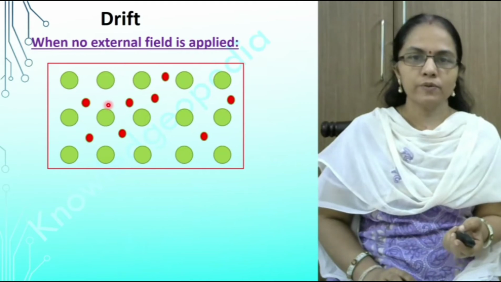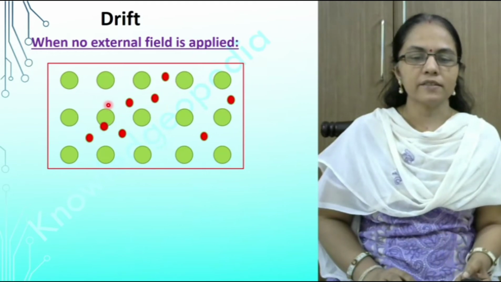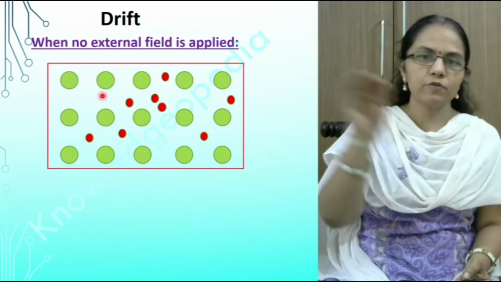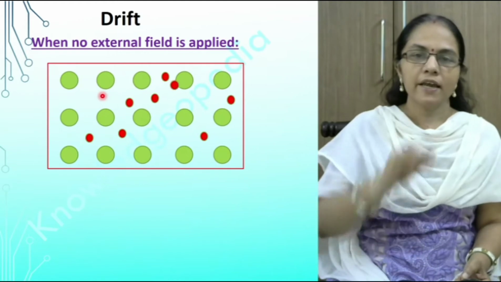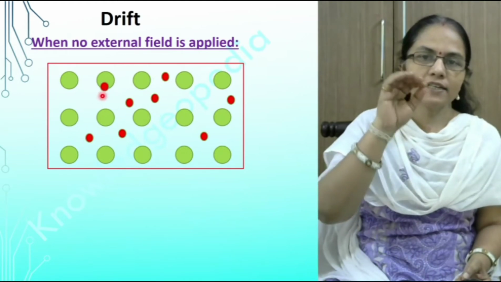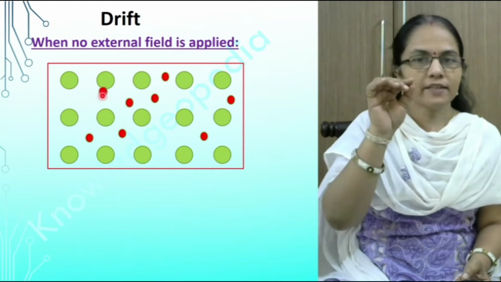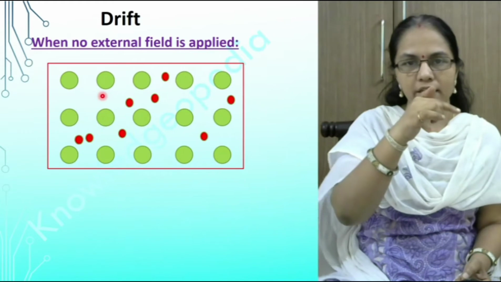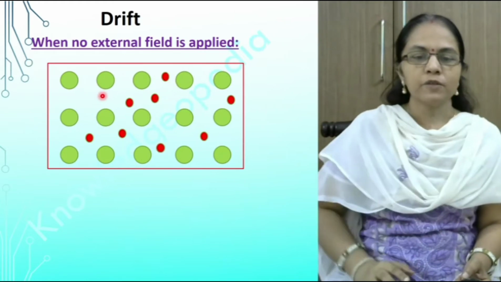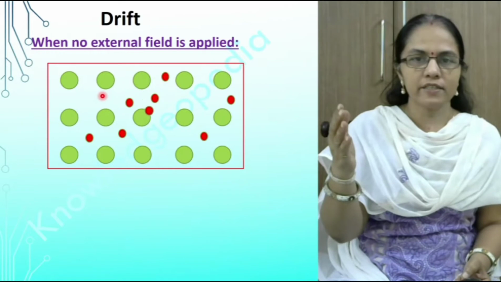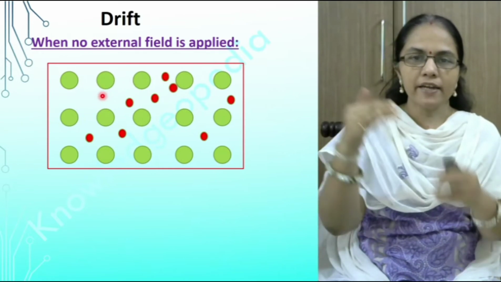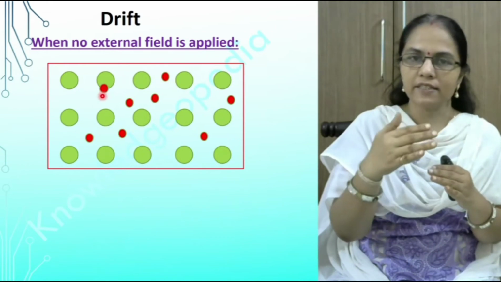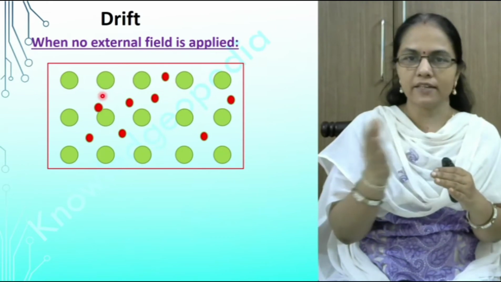I'll first show you what is happening to a single carrier. This is a carrier. When there is no external field, it is moving randomly inside the semiconductor. It moves in a straight line till it hits an atom. Once it hits an atom, it will change its path. Again it will move in a straight line till it hits another atom, and again it will change its direction. So the direction of movement continues in a single direction till it hits an atom. Once it hits, the direction will change.